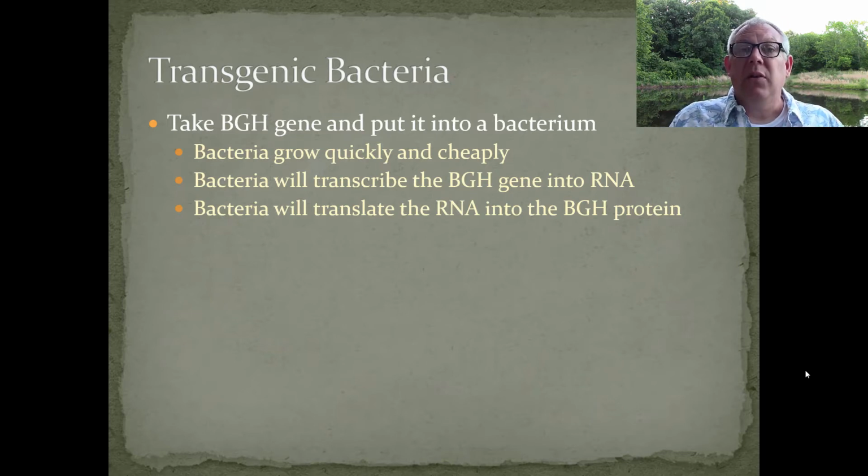And bacteria are easy to raise, and they don't eat very much. And so you can feed them the right substrate, and they will transcribe that BGH gene and then translate it into the protein. And so then the bacteria will be making this bovine protein. And since there are so many of them, and since you can feed them very cheaply, you can make a tremendous amount of this protein by having the bacteria do the work for you. Then you just harvest the protein. So that's an example of a transgenic organism.